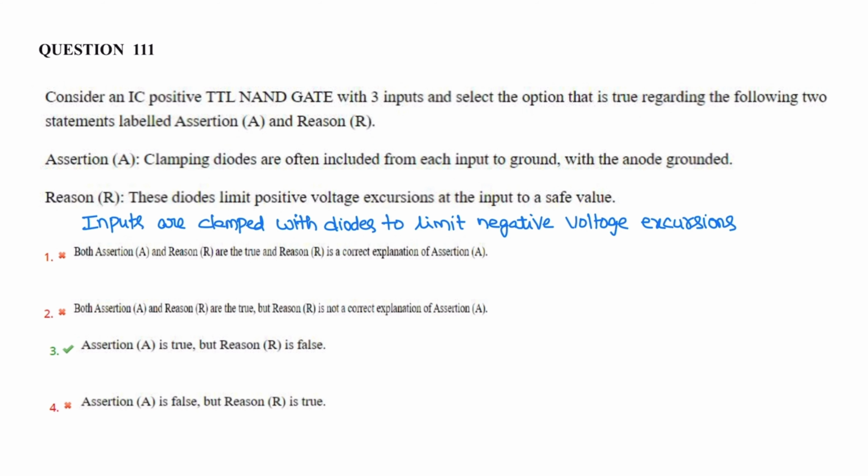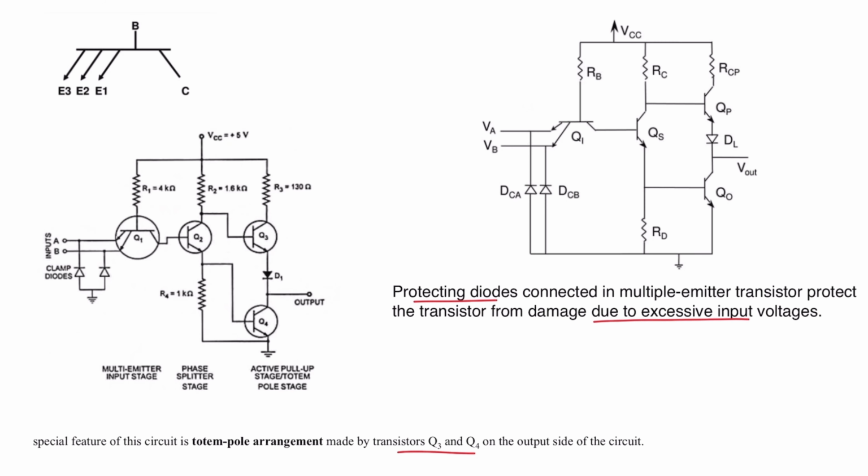In an IC positive TTL NAND gate, let us see the TTL NAND gate. This is the TTL NAND gate. In the TTL NAND gate, these protecting diodes are connected at the multiple emitter transistor to protect the transistor from damage due to excessive input voltages. The special feature of TTL is the totem pole arrangement between Q3 and Q4. Between Q3 and Q4, a diode is placed. It is a totem pole arrangement at the output side of the circuit. This is a specialty here. And diodes are clamped at the multiple emitters of transistor Q1 to protect the transistor from damage due to excessive input voltages.